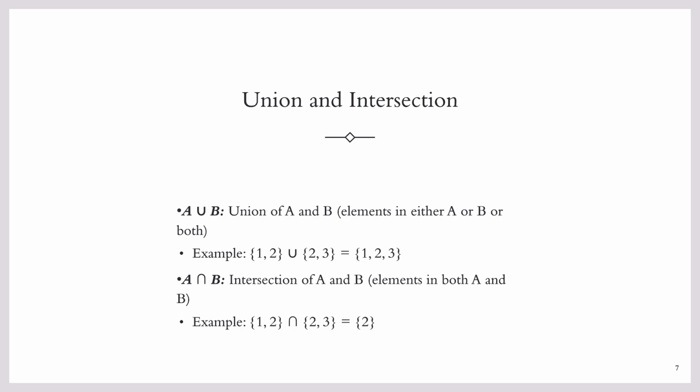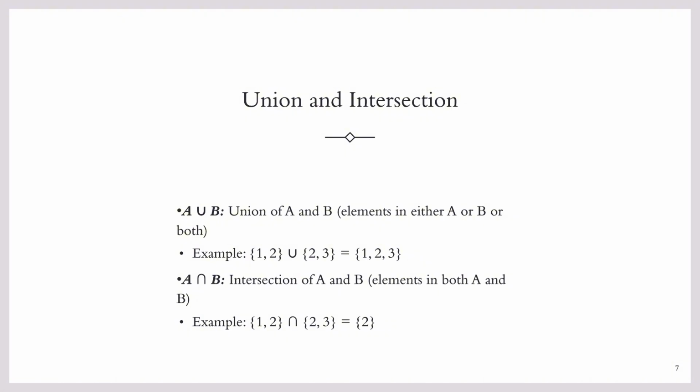Now, let's talk about unions and intersections. The symbol of union is written as a U, and the symbol for intersection is an inverted U. So, in case of A union B, we would write it as A U B, and it would be read as union of A and B. It means elements in either A or B or both.